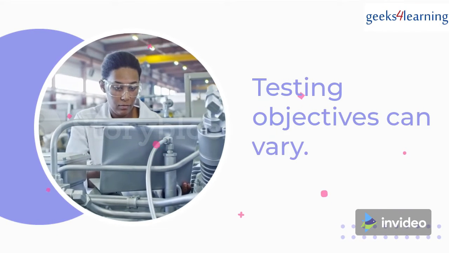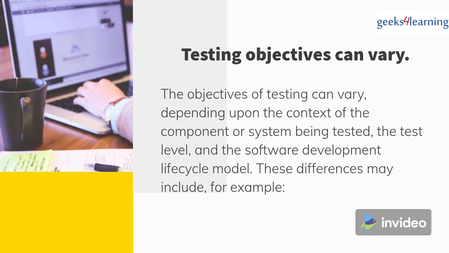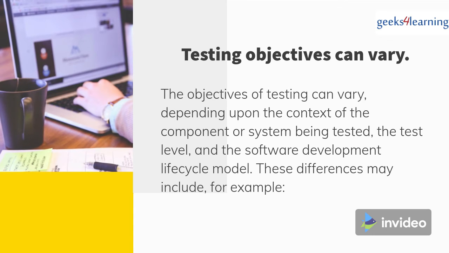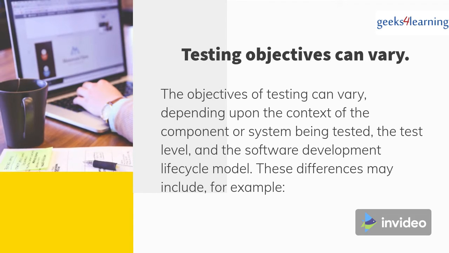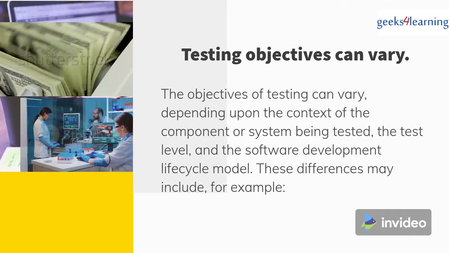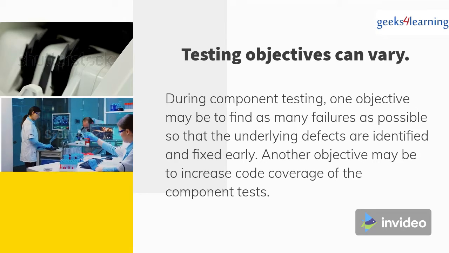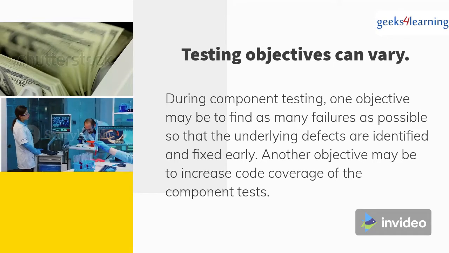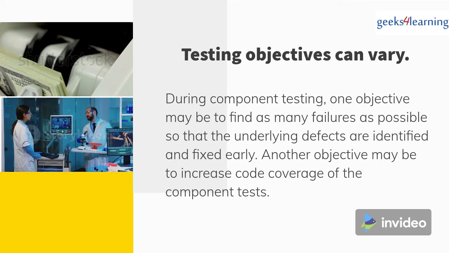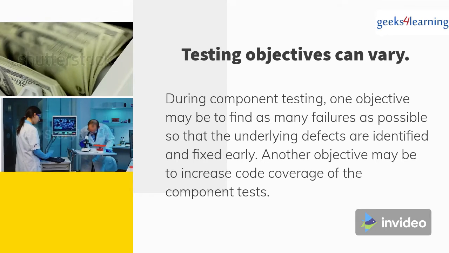Testing objectives can vary. The objectives of testing can vary, depending upon the context of the component or system being tested, the test level, and the software development lifecycle model. These differences may include, for example, during component testing, one objective may be to find as many failures as possible so that the underlying defects are identified and fixed early. Another objective may be to increase code coverage of the component tests.